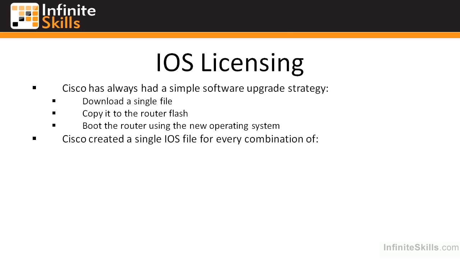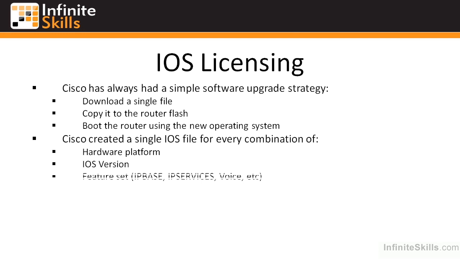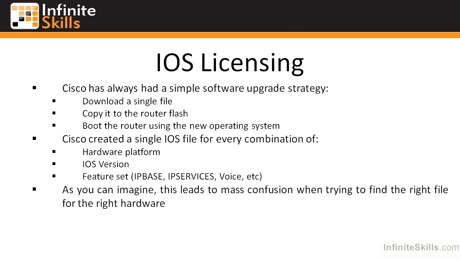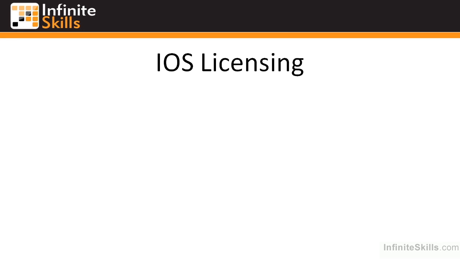Basically, Cisco had to create a single iOS image for every combination of hardware platform, iOS version, and feature set: IP base, IP services, voice, security, so on and so forth. As you can imagine, if you've ever had to go download a new iOS, it leads to mass confusion. What device do I have? What feature set am I licensed for? What feature set can I download? Will this combination of feature set and device work with my hardware configuration, i.e., do I have enough flash to install this particular iOS? Well, Cisco has changed this, as I just alluded to about a minute ago.